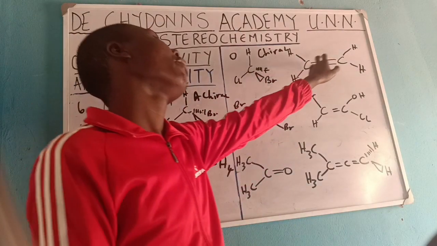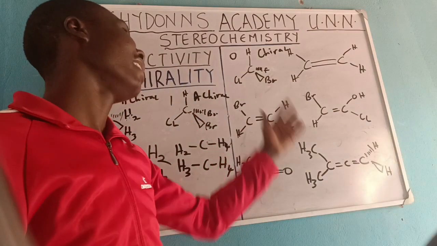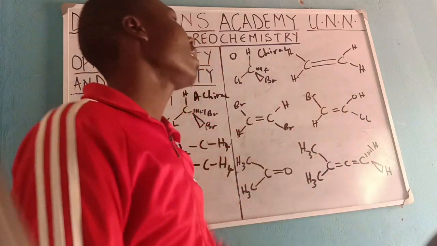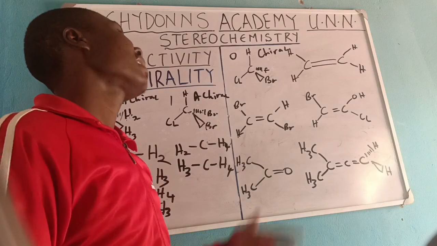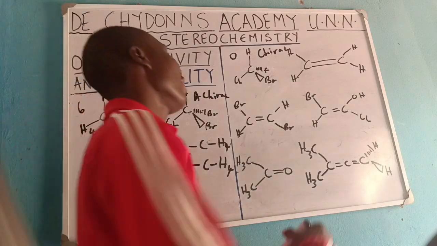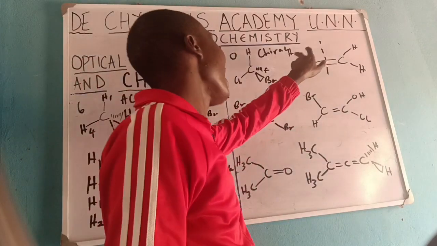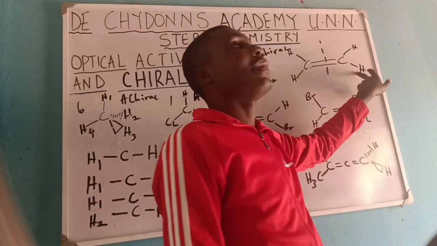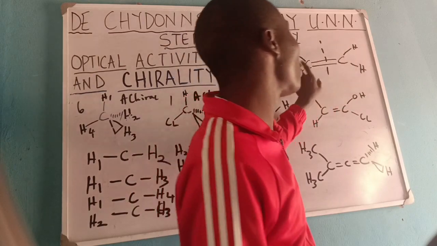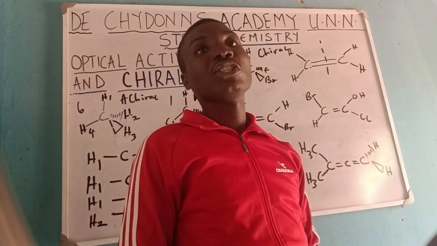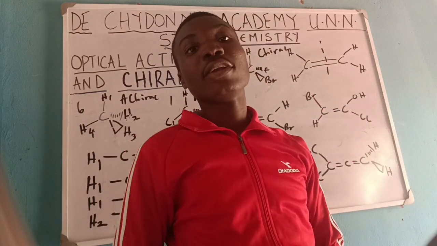Here we have carbon double bonded to each other, and then we have hydrogen. This is an ethene molecule. Now let us see the number of planes of symmetry we have there. First of all, we have a vertical plane of symmetry. Now we have hydrogen, carbon, carbon, hydrogen. So these two places are mirror images of each other. So we have 1 vertical plane of symmetry.